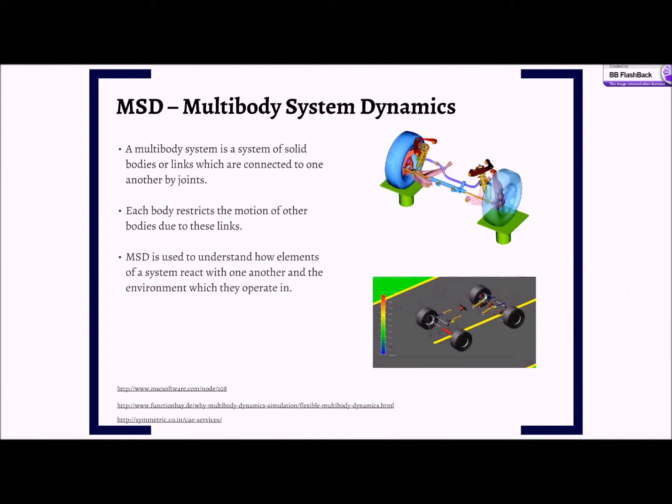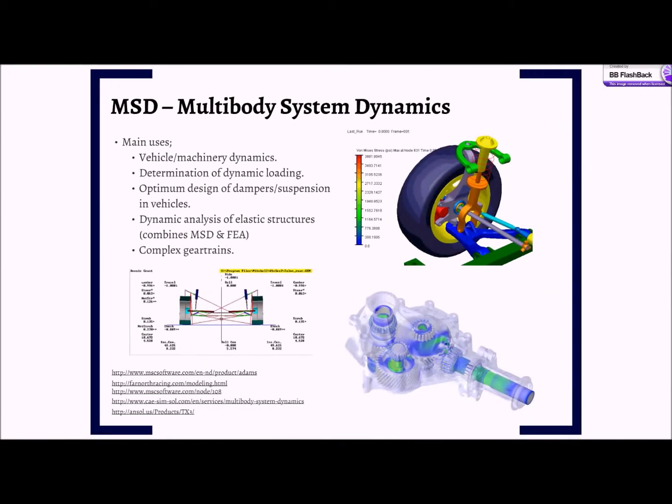The motion of each body is restricted by the bodies it is conjoined to, thus forces and loads on one element are spread through the system via these joints. Multi-body system dynamics is used to understand how elements of a system react with each other and also how the system reacts with the environment, which is particularly useful for vehicles as different terrains will react differently under the load of the vehicle. The main use of multi-body system dynamics software is within vehicles and machinery, testing if the design is safe to operate for a required time without failing whilst meeting performance requirements.